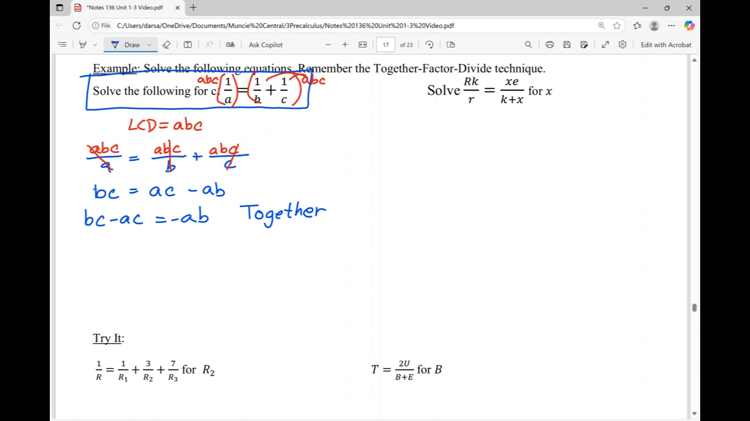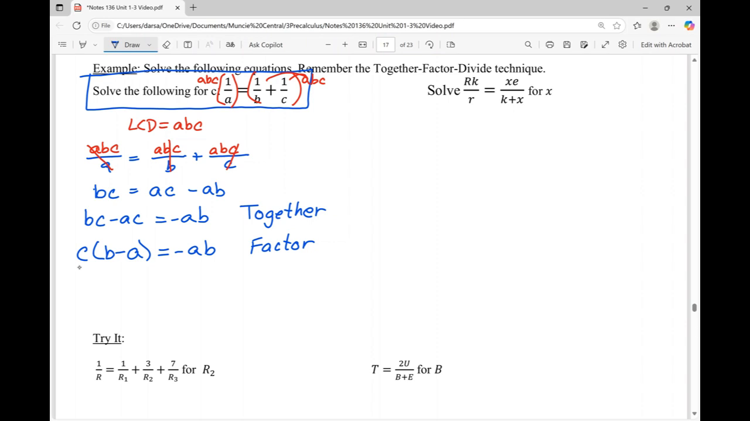I call this the together step because we're getting anything with a C together on one side of the equation by itself. Now, how do I take a C in both of these and turn it into one letter C? Well, what do both of these have in common? The letter C. So we're going to factor out that letter C, and that will leave us with C times B minus A.